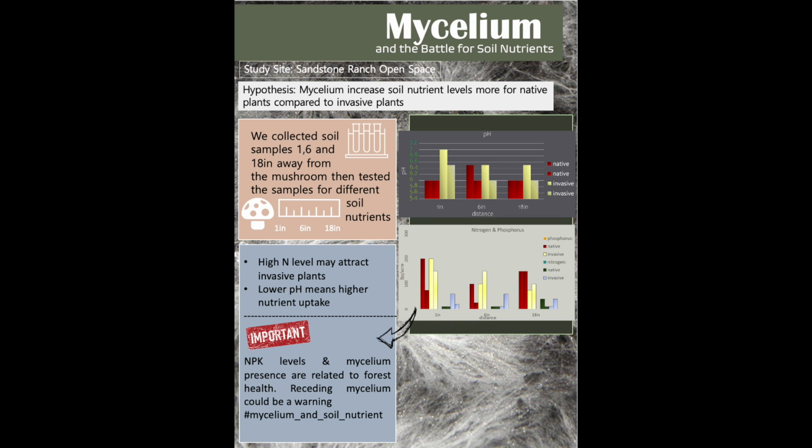For nitrogen, invasive plants are shown in blue, native plants are shown in green. Nitrogen levels were higher around invasive species than native species, regardless of the distance from the mushroom.